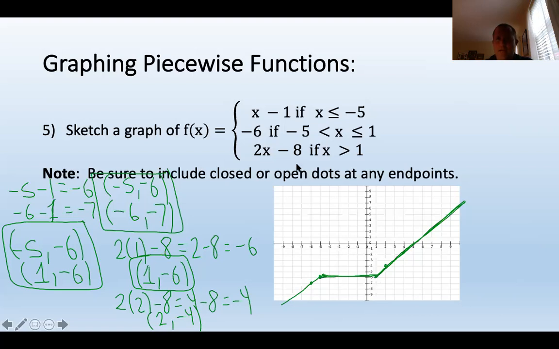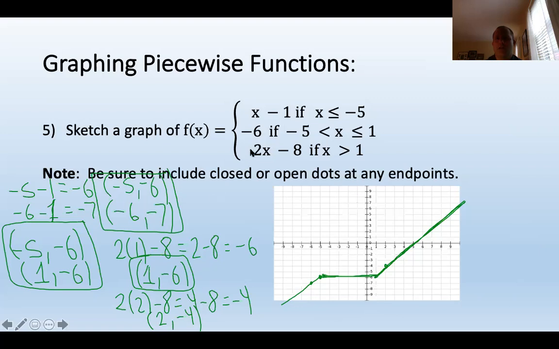And then the next line is 2x minus 8 if x is greater than 1. We need to get 2 ordered pairs on that line as well. So I used 1 as one of my x's to plug in. So if you plug in 1 for x there, you'd have 2 times 1 minus 8. 2 times 1 is 2. 2 minus 8 is negative 6. So 1, negative 6 is a point. There's 1, negative 6 right there.